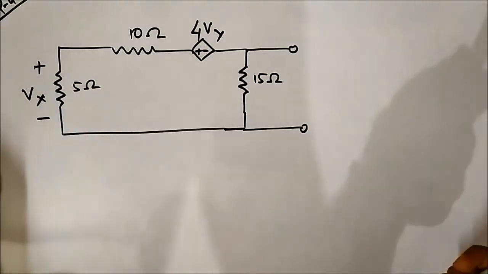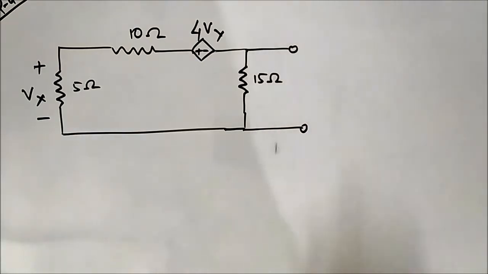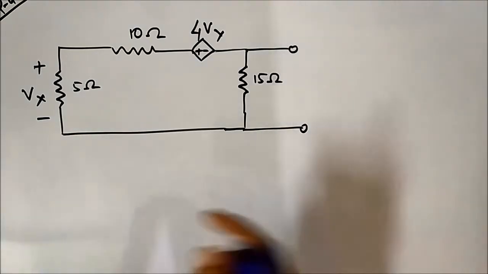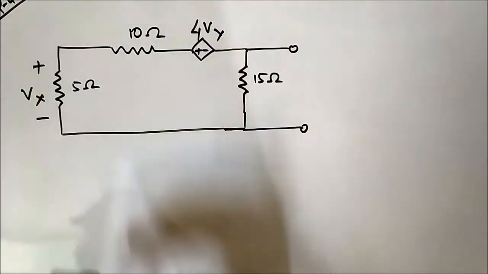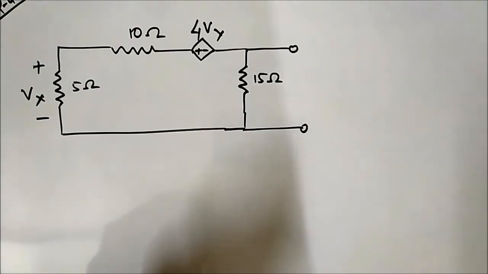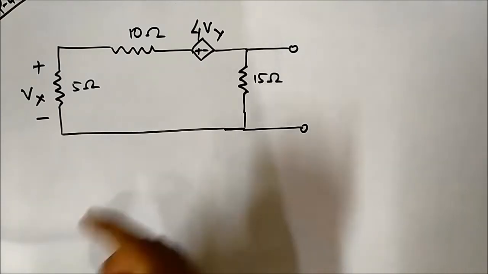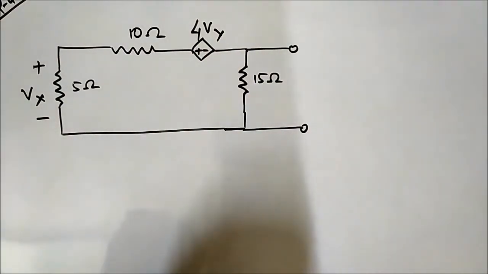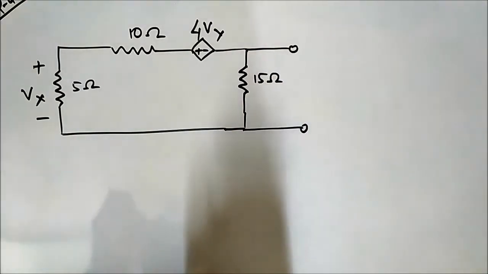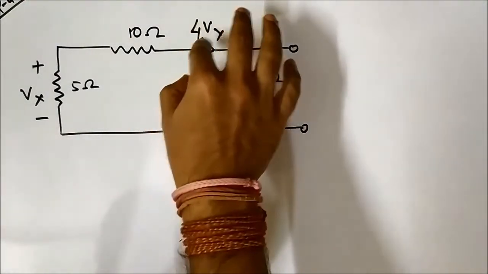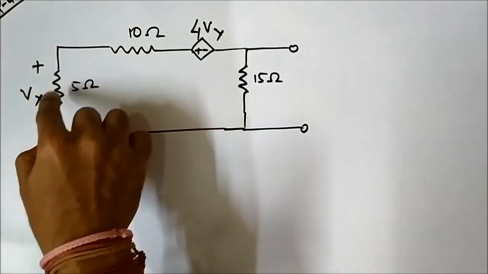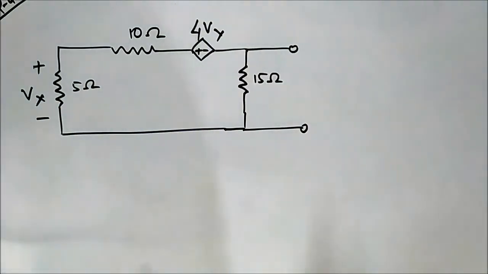So we'll discuss the fourth question now. This is the fourth question, and again here we have a circuit involving some resistors and a dependent source, a voltage dependent voltage source 4Vx, which is dependent on the voltage drop across this 5 ohm resistor, and we have been asked to find the Thevenin equivalent circuit, that is VTh and RTh.